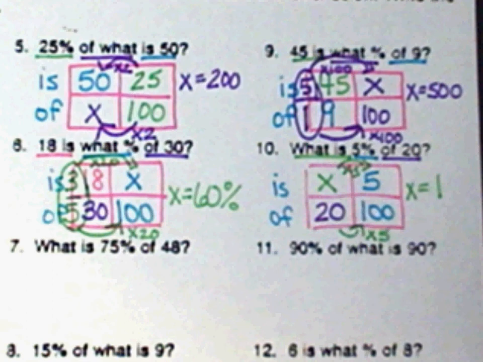So what times 5 is 5? 1. So x equals 1. So 5% of 20 is 1. So you have to think, if you're buying something for $20 and they say, hey, we're going to give you 5% off, you're basically getting $1 off. A whole lot off? No, but every little bit helps.